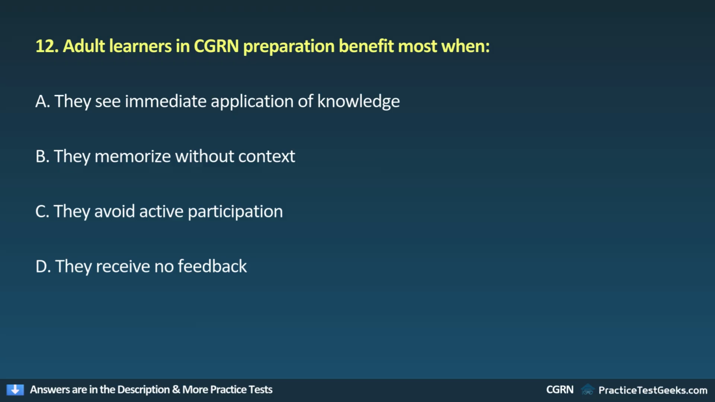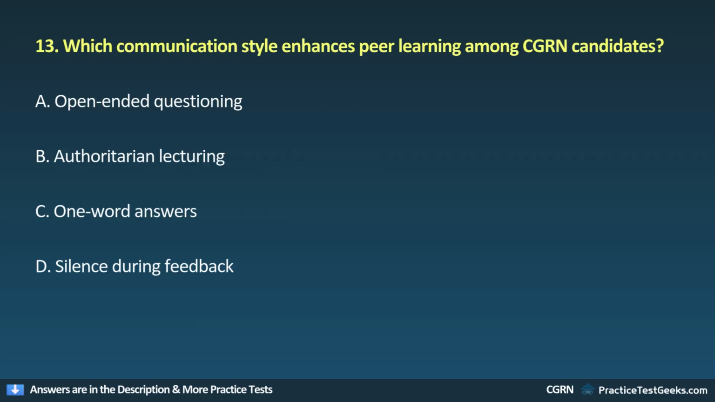12. Adult learners in CGRN preparation benefit most when A. They see immediate application of knowledge. B. They memorize without context. C. They avoid active participation. D. They receive no feedback.